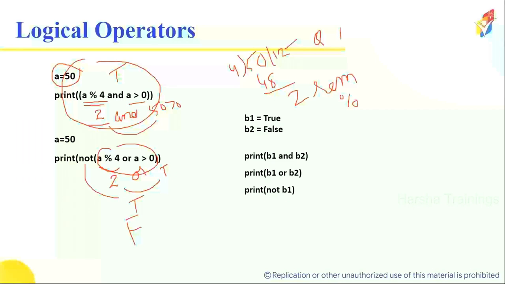Now can you please answer me this question? B1 and B2. By default, false, because and means both should be true. But here only one operand is true. B1 is true, but B2 is false. So this will be false. Clear? B1 or B2 means true, either B1 is true or B2 is true. Now, not of B1 is false. Clear for you?